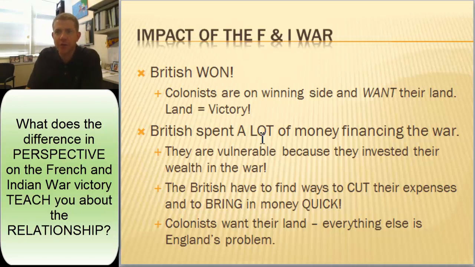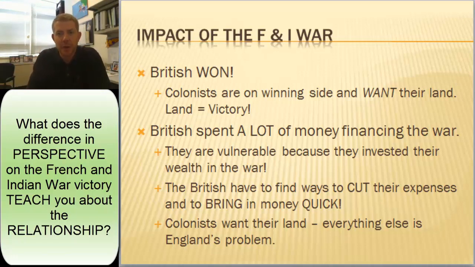However, we know that the British spent a lot of money financing that war. And so they're vulnerable because they don't have as much wealth as they need to be able to defend themselves. So the British have to find ways to cut their expenses, like we talked about, and to bring in money quick. The colonists, they want their land. Everything else is England's problem. So I want you to think about this, and maybe write it down in your notebook. We have a difference in perspective, right? The British are thinking, what do we have to do to repair and prepare the empire for success? The colonists are only thinking about themselves.